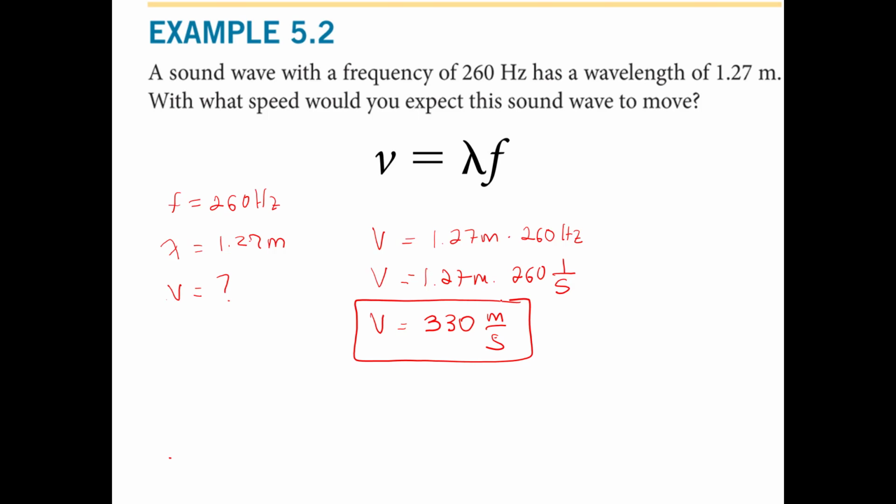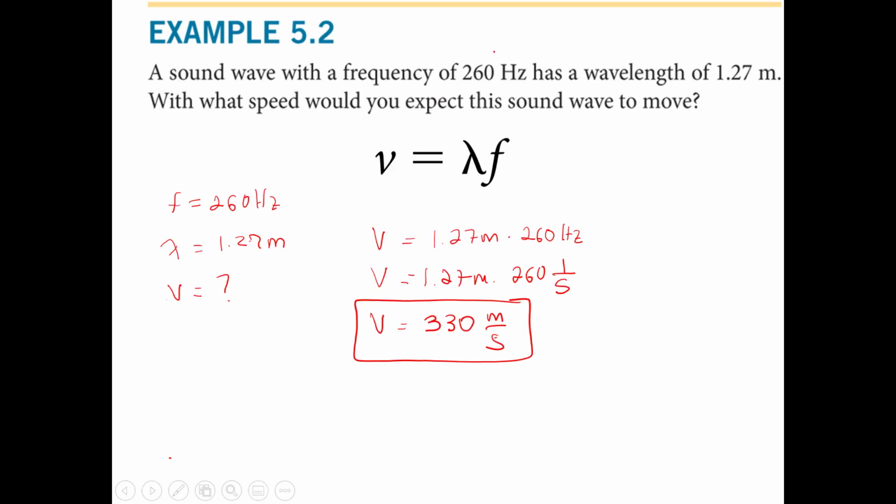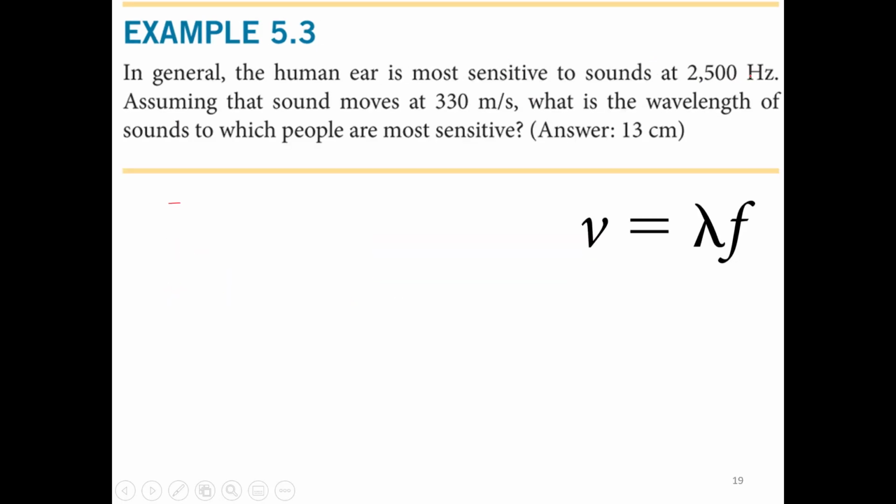Then if the sound has this frequency, and this is the wavelength, this is 1.27, a long wavelength, yes, because it's low frequency, then the velocity is 330 meters per second. Then let's now go with the next problem. In this case, we had a sound wave that has higher frequency. Yes, the other one was 260 hertz. Here we had 2,500, almost 10 times larger frequency.